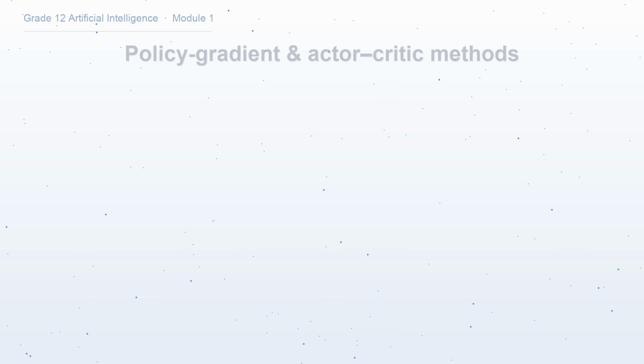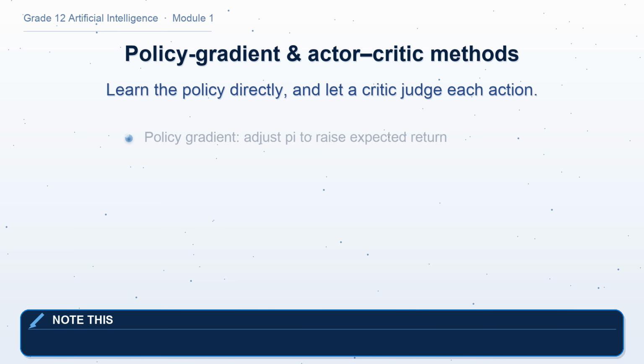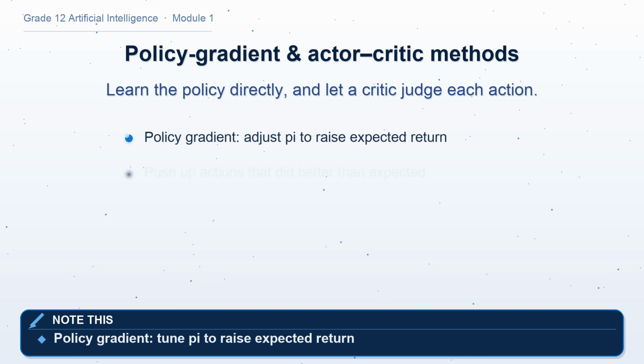One powerful family is the policy gradient method. Instead of learning values and reading off a policy, we represent the policy directly and nudge it in the direction that raises expected return. In practice, that means increasing the chance of actions that turned out better than expected and decreasing the chance of those that turned out worse.